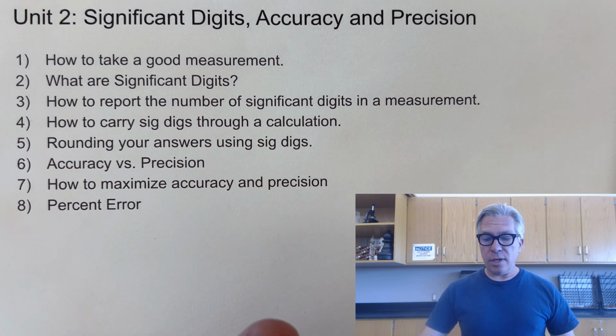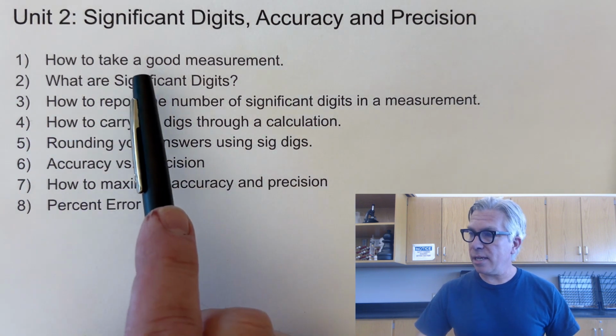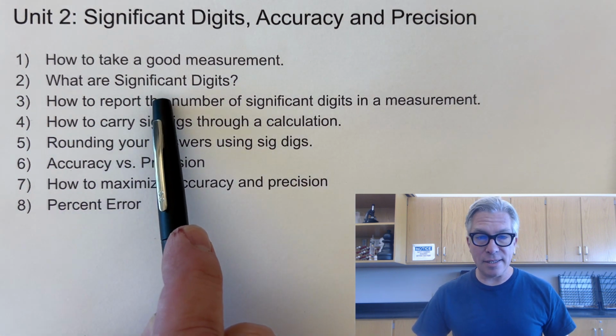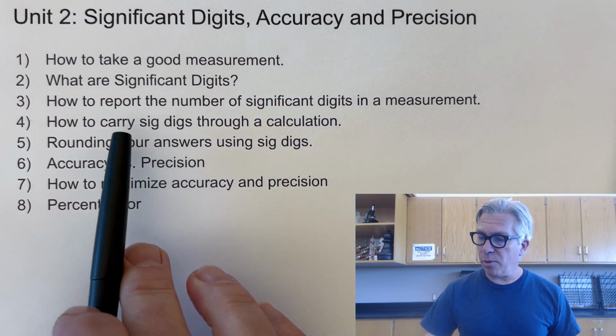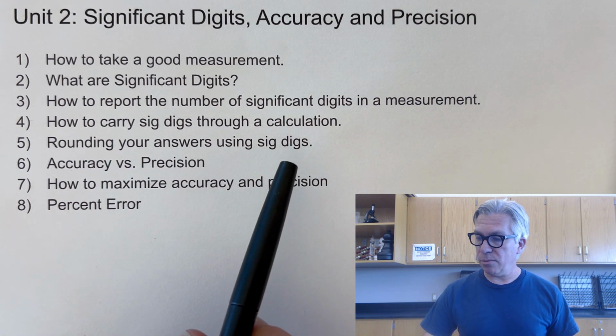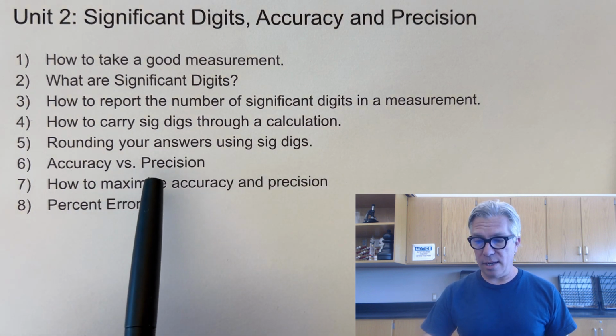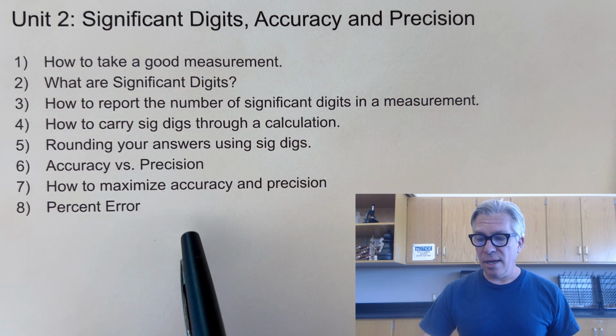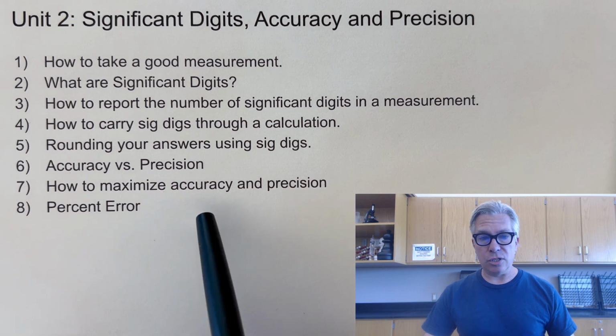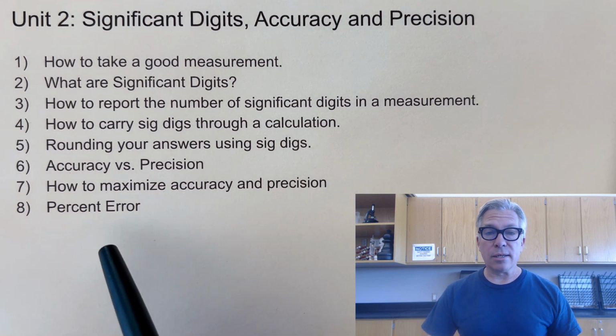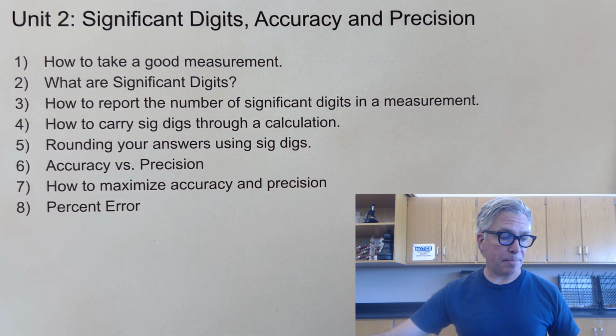So we're going to do this one to kick us off on how to take a good measurement. What are significant digits? You've probably heard of those. How to report the number of sig digs in a measurement. How to carry sig digs through your calculation. Rounding your answers at the end. Accuracy and precision. How to maximize your accuracy and precision for future chem labs. And what to do with percent error. So let's get into it.